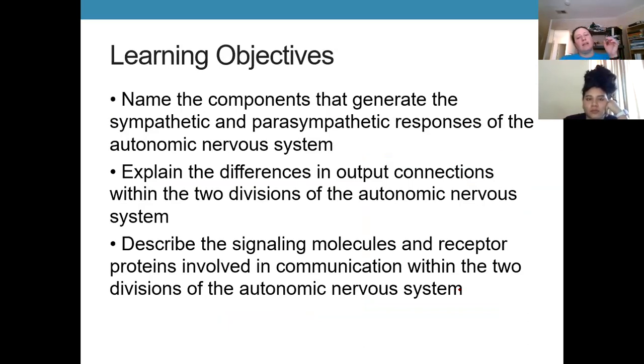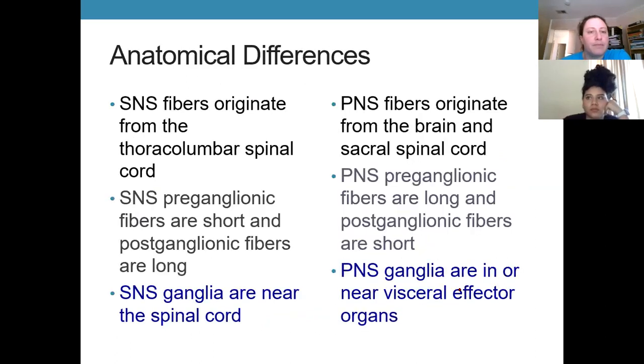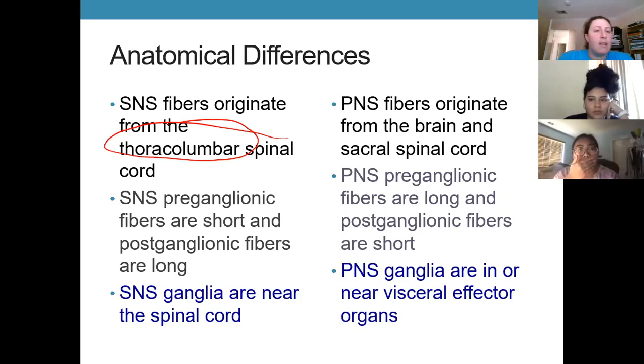So now we're going to look at the anatomy of the two divisions with some more comparing and contrasting, including the differences in neurotransmitter use. So the major anatomical differences, again, they really are opposite to each other. So basically what's true of one is typically the opposite of what's true for the other. So all the axons of the sympathetic nervous system come out of the spinal cord in either thoracic or lumbar spinal cord segments.